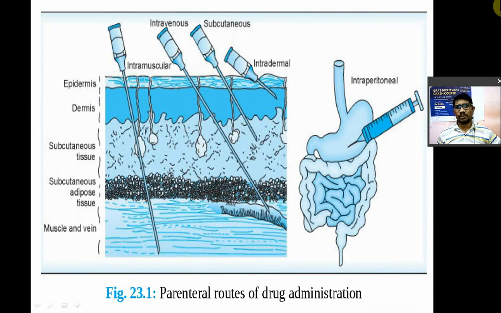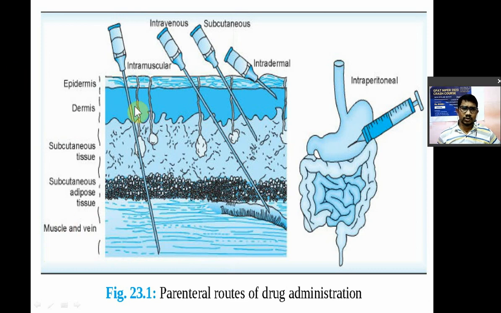We have seen the various types of routes of administration. So oral route, then we have seen topical route, rectal route, injectable route, sublingual, etc. So different types of injections are available, and they are given in different types of tissue. You have different tissues in your skin. You have skin, layers of skin, muscle, adipose tissue, subcutaneous layer, veins, and arteries. So depending on that, there are different parenteral routes of administration.